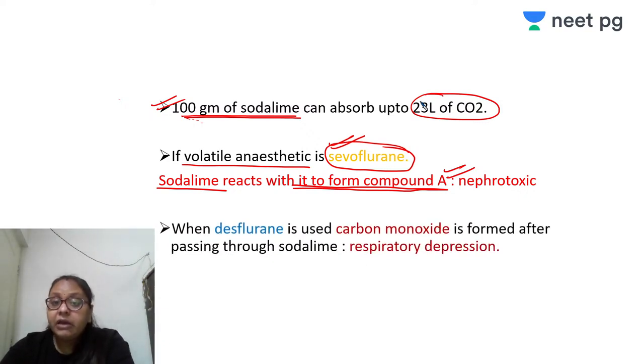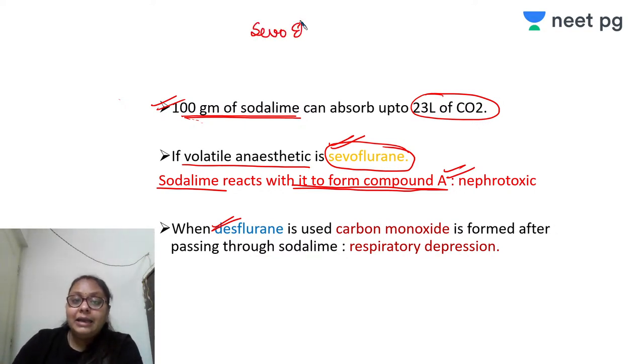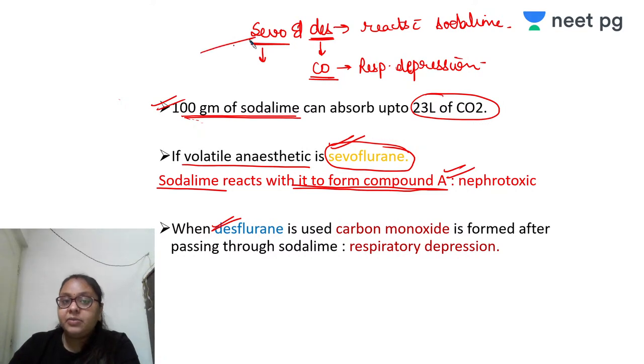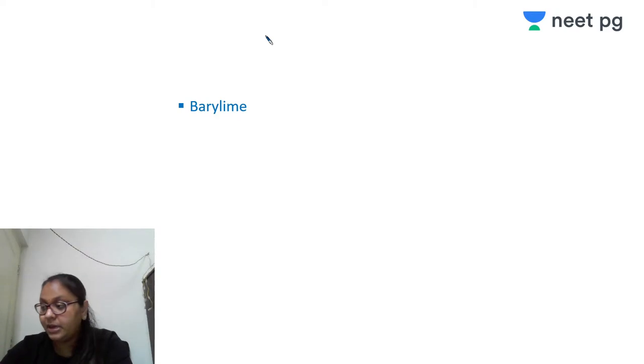And if desflurane is used, remember it is sevo and desflurane which react with soda lime. Sevo forms compound A, desflurane reacts with soda lime to form carbon monoxide, which causes respiratory depression. So please remember these two volatile anesthetic agents. These can be the questions which will be asked.